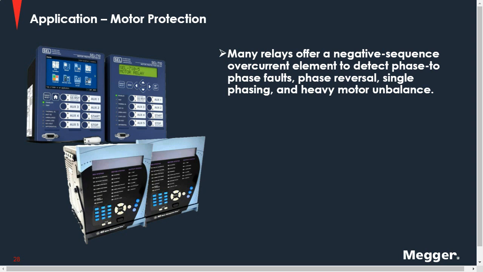Now, of course, with these microprocessor relays, not all of them offer negative sequence overcurrent protection, but many do, and many offer the negative sequence overcurrent element to detect phase-to-phase faults, phase reversal, single phasing, which is like an open conductor, as well as heavy motor unbalance.